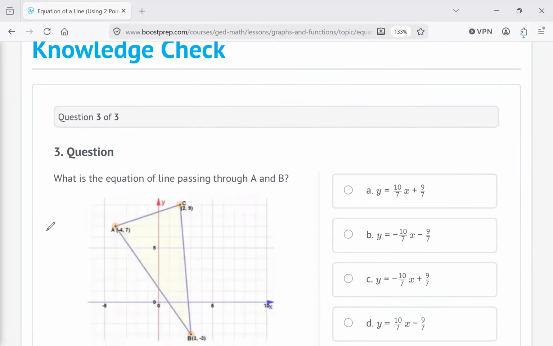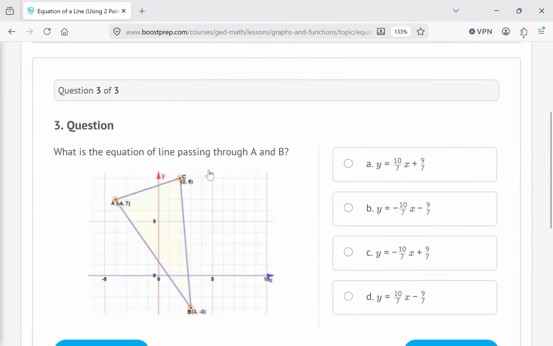Question 3 says, what is the equation of the line passing through points A, B? If you really think about it, there's actually one, two, three linear lines, right? The first linear line is line segment AB. That is a straight line. And then the other one is line segment CB. And the other one is AB. What is the equation of the line passing through A to B? So we've got to find this linear line.